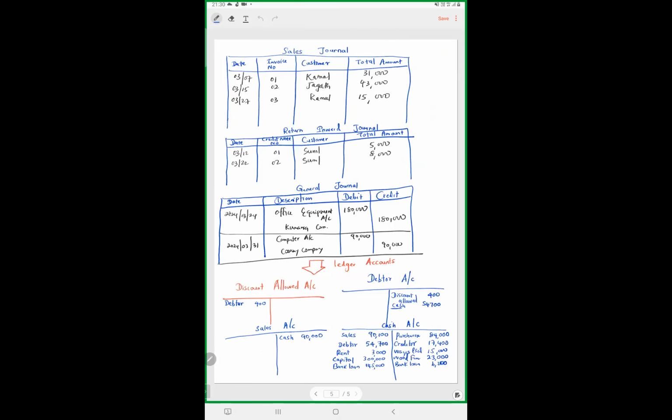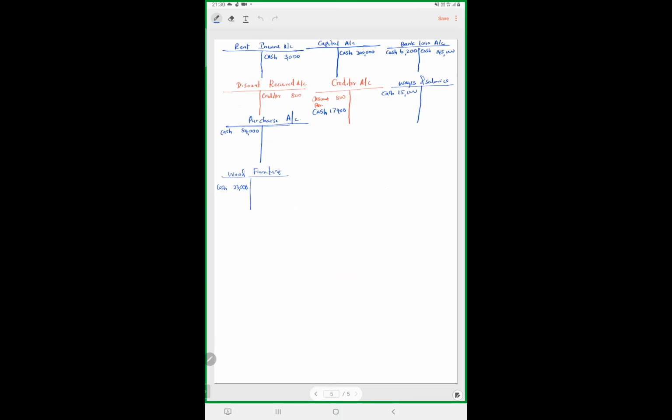So then we have the purchase account. Here you have. So then it will be debit by mentioning creditor 78,000. Then creditor account credit by naming purchase 78,000. Okay.